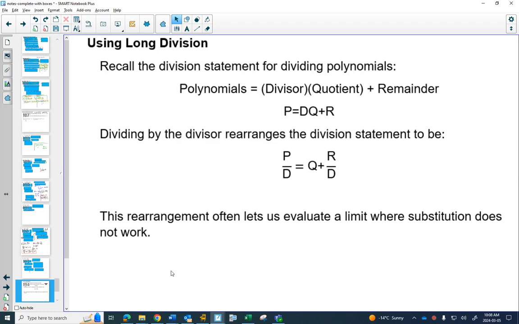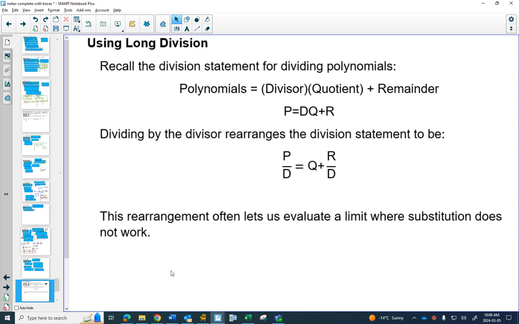If you have some polynomial divided by d, you could rewrite it as the quotient plus the remainder, which would still need to be divided by d. So, a little bit of simple math to show how this even works.